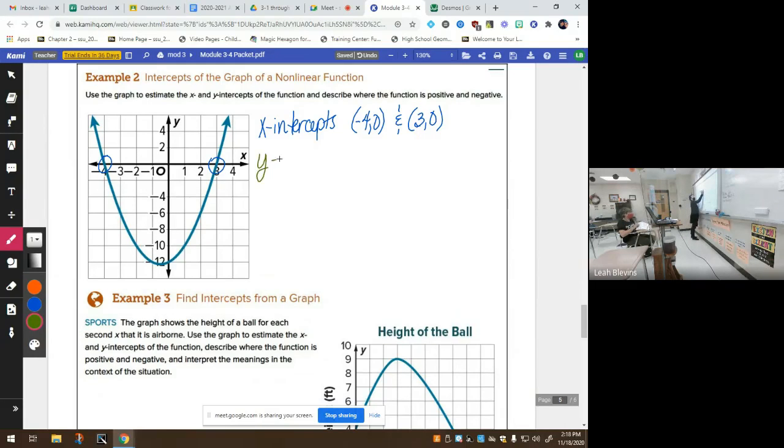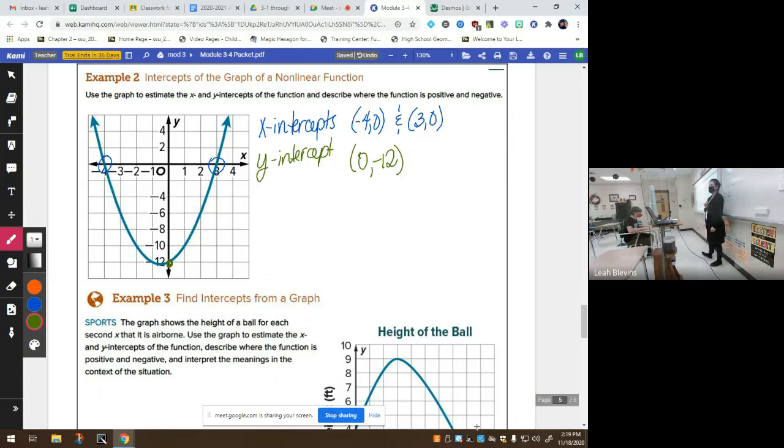Where are my y-intercepts? Or my 1 y-intercept? Do I have 1, 2, none? It's at -12. Perfect. Here's my y-intercept. Is it -12, 0 or 0, -12? 0, -12.